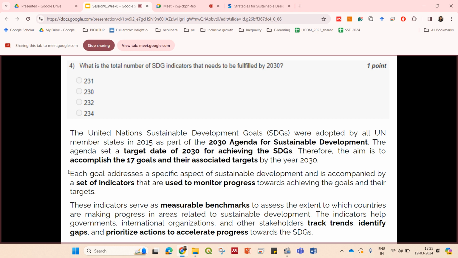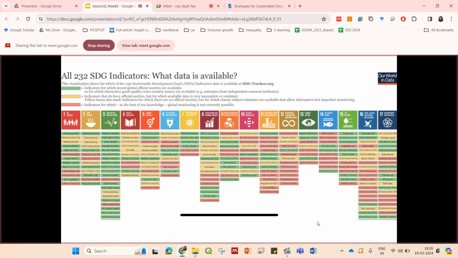The indicators help the governments, international organizations, or other stakeholders to track the trends of what goals and targets are being achieved, to identify gaps, that is, in which areas more effort is needed, and then accordingly prioritize action to accelerate progress towards that particular sustainable development goal or target. So these are what the different indicators are. You might remember this graphic from your lectures that all in all we have 232 SDG indicators, from each goal and then each target of that goal and then indicators for each target.